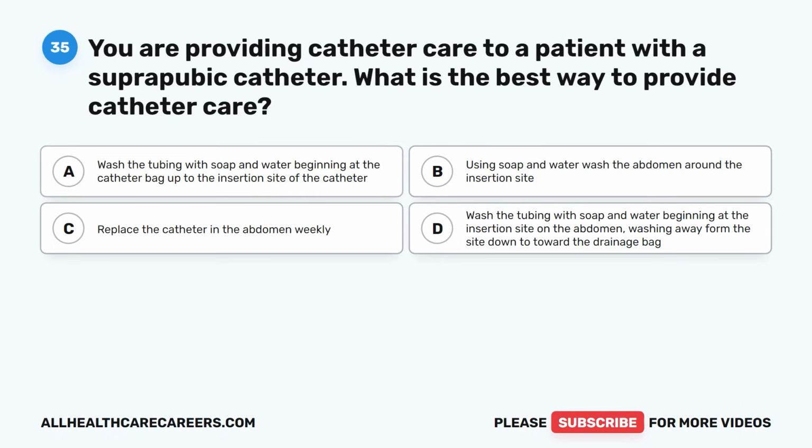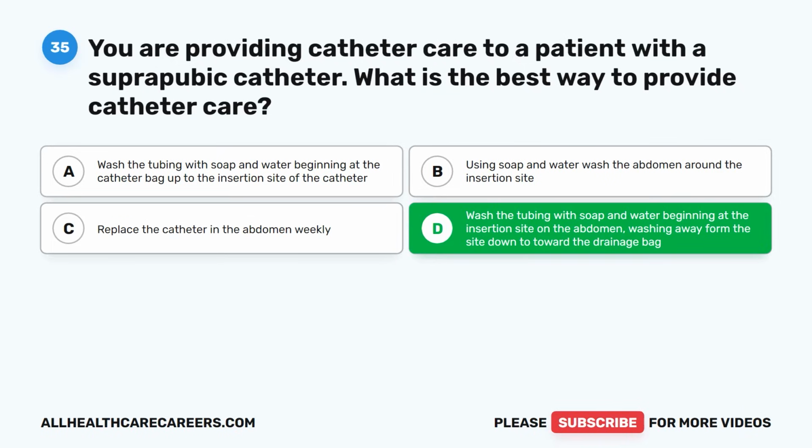A. Wash the tubing with soap and water beginning at the catheter bag up to the insertion site of the catheter. B. Using soap and water, wash the abdomen around the insertion site. C. Replace the catheter in the abdomen weekly. D. Wash the tubing with soap and water beginning at the insertion site on the abdomen, washing away from the site down toward the drainage bag. The correct answer is D.